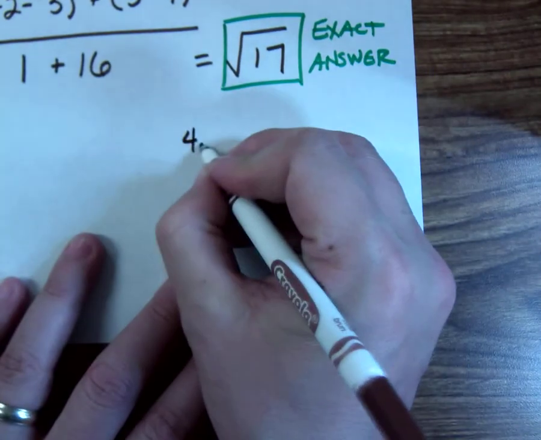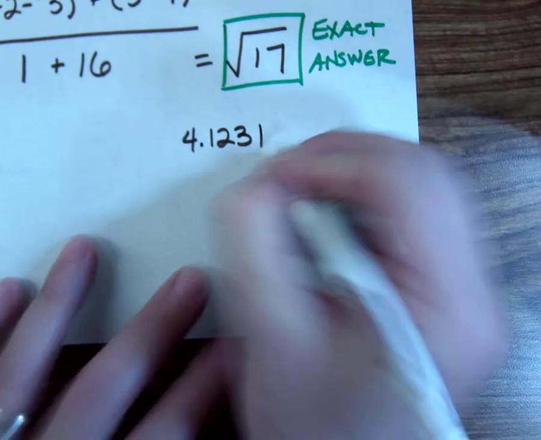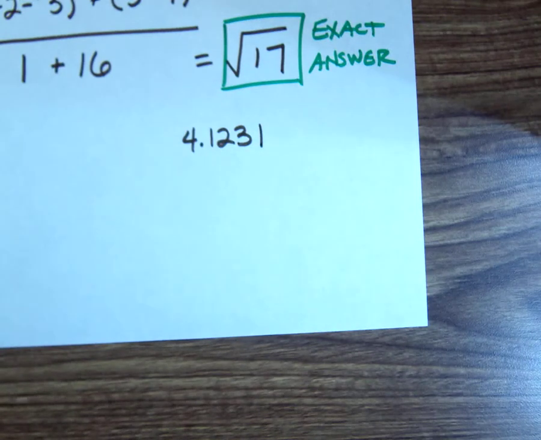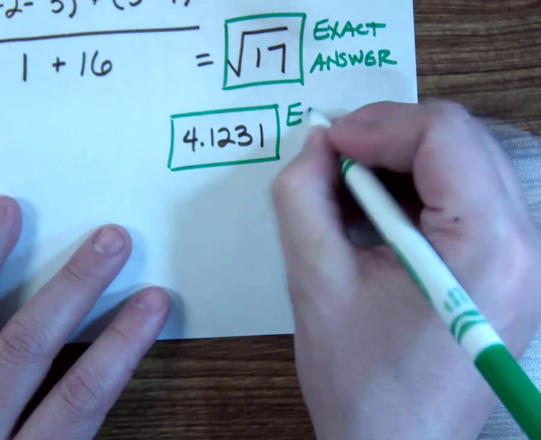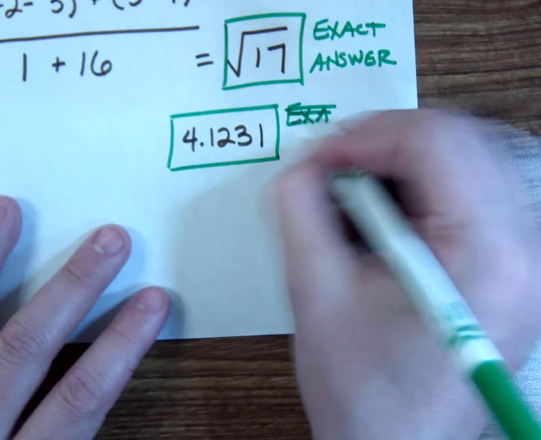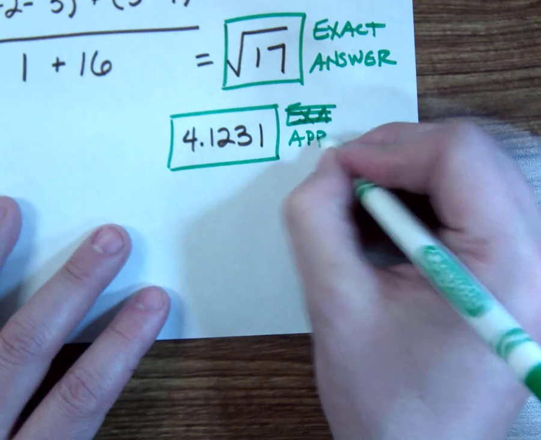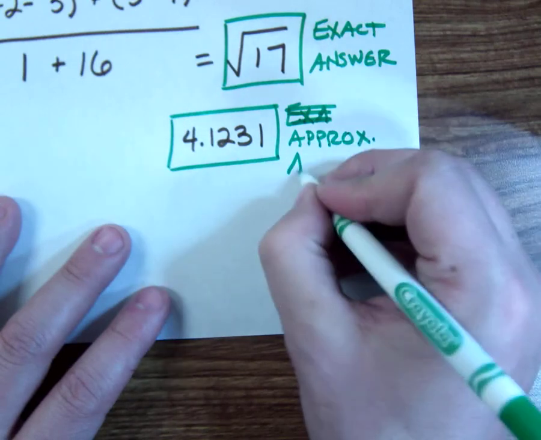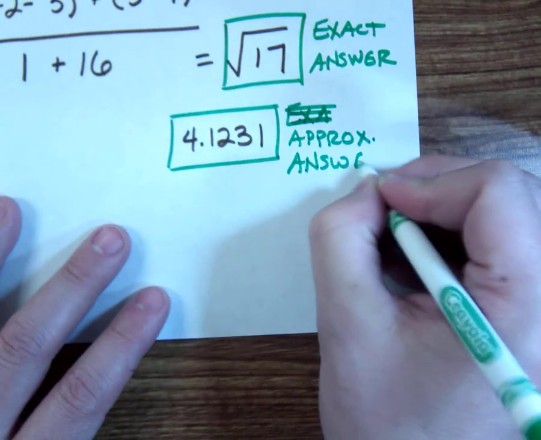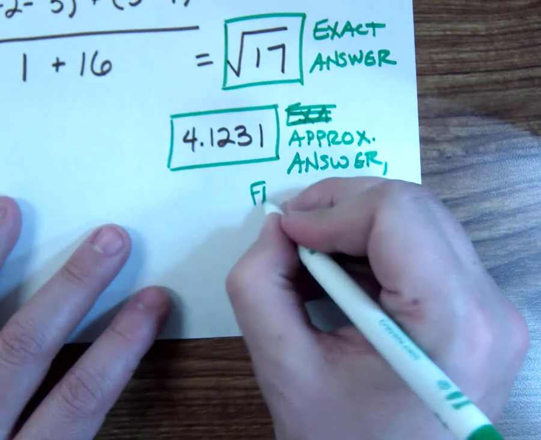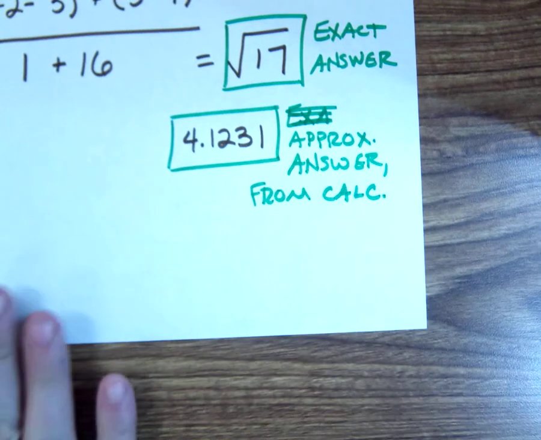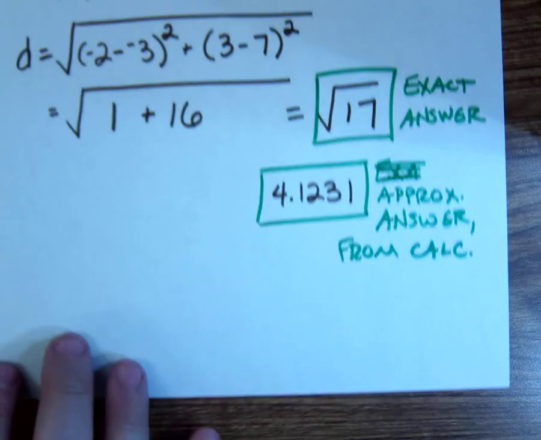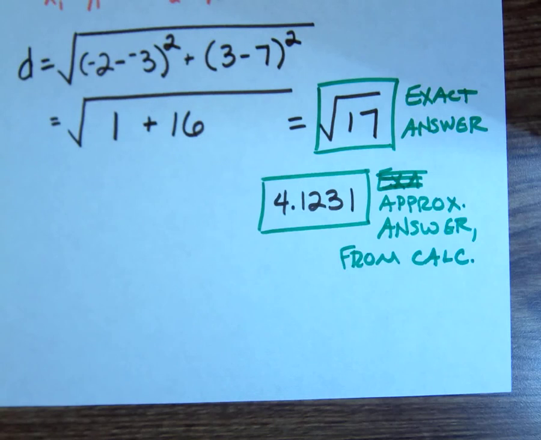Couldn't you also simplify 16? I can't because it's 16 plus 1, not 16 times 1. Not exact, derp. This is the approximate answer. And that's from the calculator. You will be asked for both. What is the exact answer? What is the approximate answer? And you got to know those.